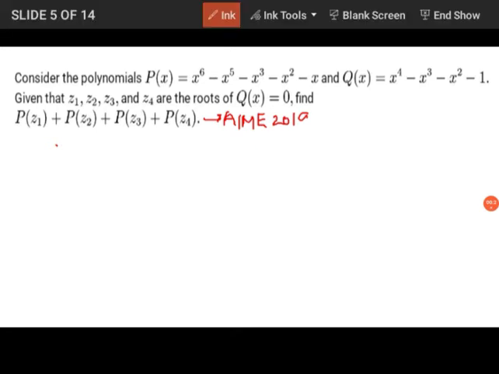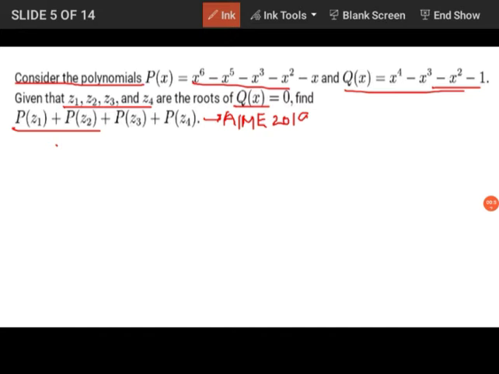First of all, the question is: consider the polynomial P(x), which is given, and Q(x), this one, given that z1, z2, z3 and z4 are the roots of Q(x). Find P(z1) plus P(z2) and so on. Now it is basically asking a very simple question, but in a confusing way. How? Let me tell you this.